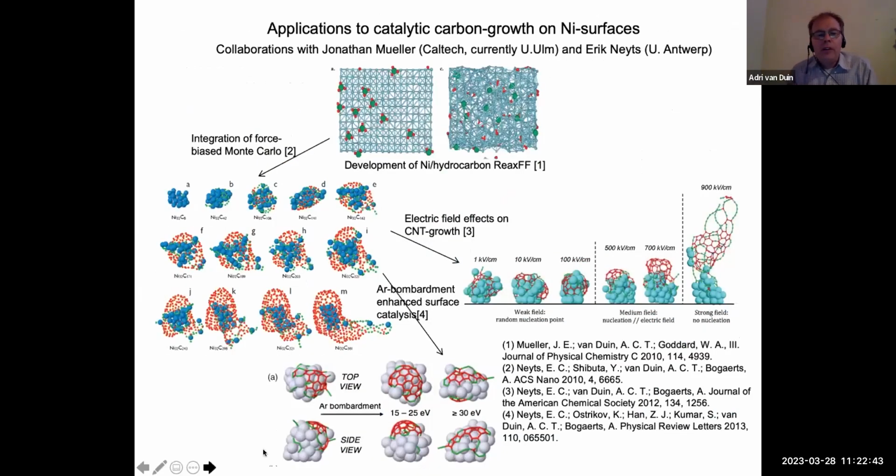So here's an example of such an accelerated dynamic. I show you this image. This is a nice example of how we can use force bias Monte Carlo to accelerate the chemistry of, here, carbon nanotube growth. With regular molecular dynamics, you can maybe get yourself to stage E, because that is pretty much where you are after about 10 to 50 nanoseconds. So you still begin to see a bit of a graphene cap, but it's very hard to get beyond that.